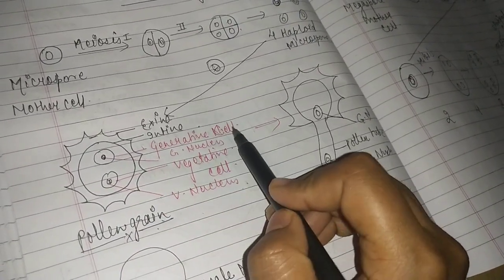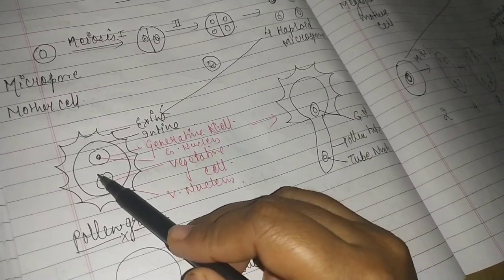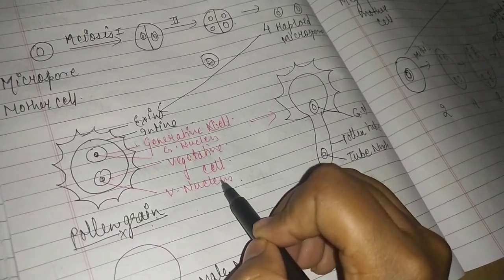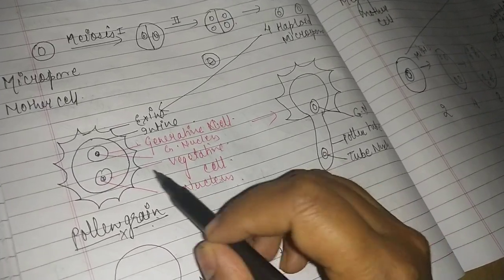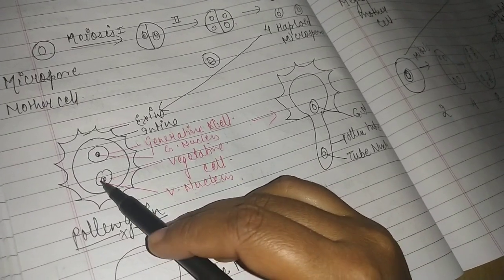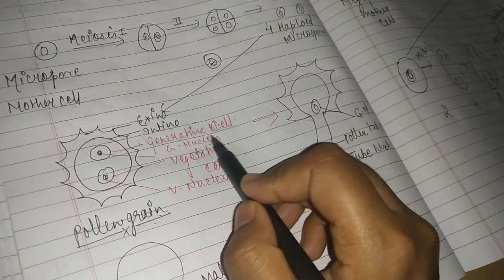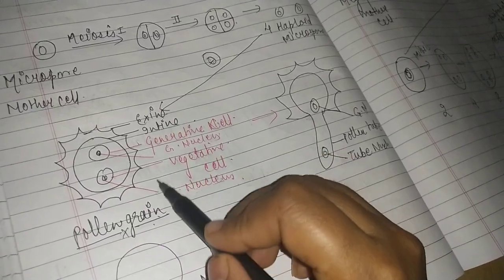Inside the pollen grain you can see two structures. One is the generative cell. Inside the generative cell you will find the generative nucleus, and the second is the vegetative cell, and inside the vegetative cell you will find the vegetative nucleus. So this generative nucleus and vegetative nucleus are the two male gametes. Here only the generative nucleus will take part in the fertilization process. Basically the vegetative cell or vegetative nucleus will degenerate.